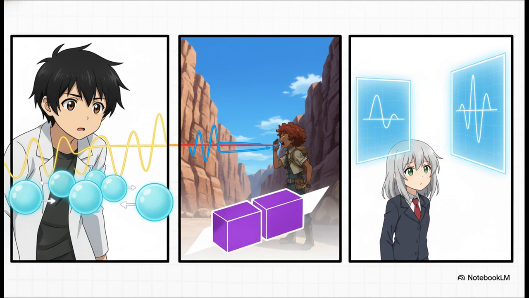Remember this clearly. Wavelength is the horizontal distance and it controls pitch. Amplitude is the vertical height and it controls loudness. Do not mix them up on test day.